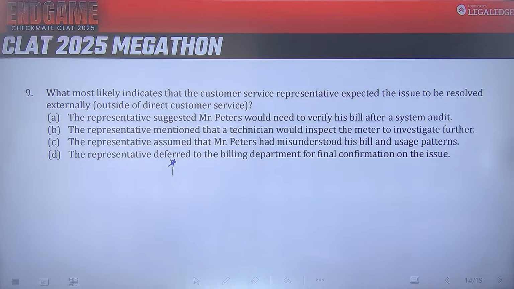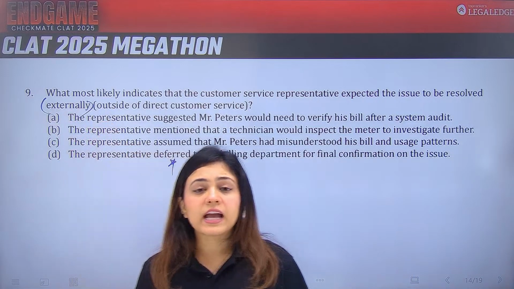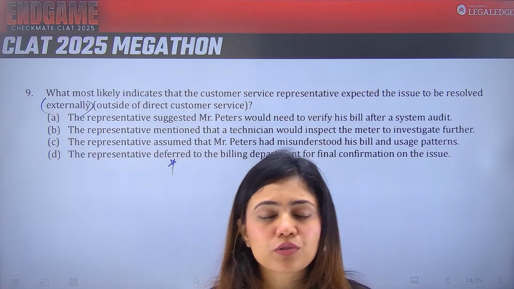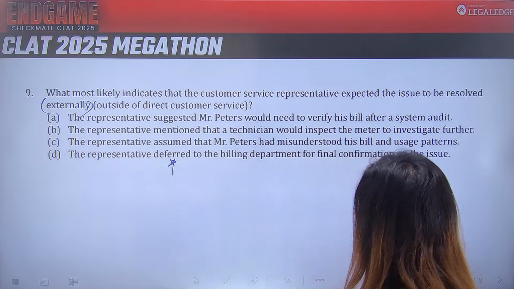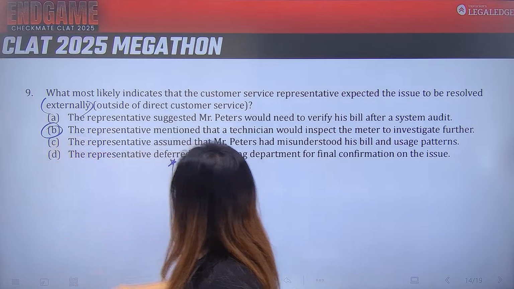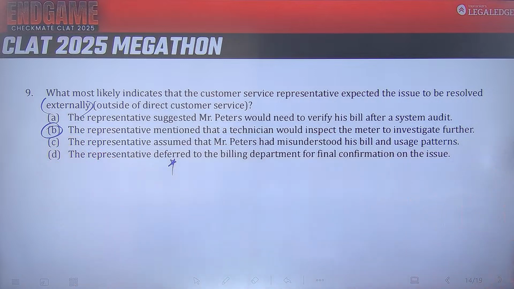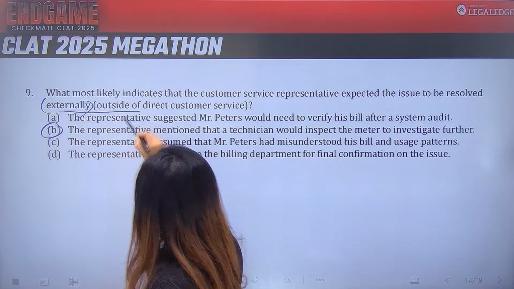Moving forward to the next one, what most likely indicates that the customer service representative expected the issue to be resolved externally, outside of direct customer service? तो ये कैसे समझ में आता है कि ये issue जो है वो externally ही resolve हो पाएगा? When he actually suggests that we are going to send you our technician who's going to come and see your meter. So ये हमें एक ही option में मिलता है, which is again option B. The representative mentioned that the technician would inspect the meter. That is how we are taking it outside.